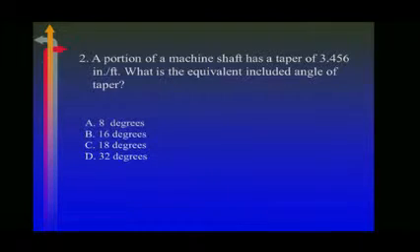This is 3.456. Let's make it bigger. This is 12. And this is the angle, the included angle. This is a taper, right? A portion of the machine shaft has a taper of 3.4. Taper's measured over diameter, though, not radius, right? Taper over diameter. That's a good point.